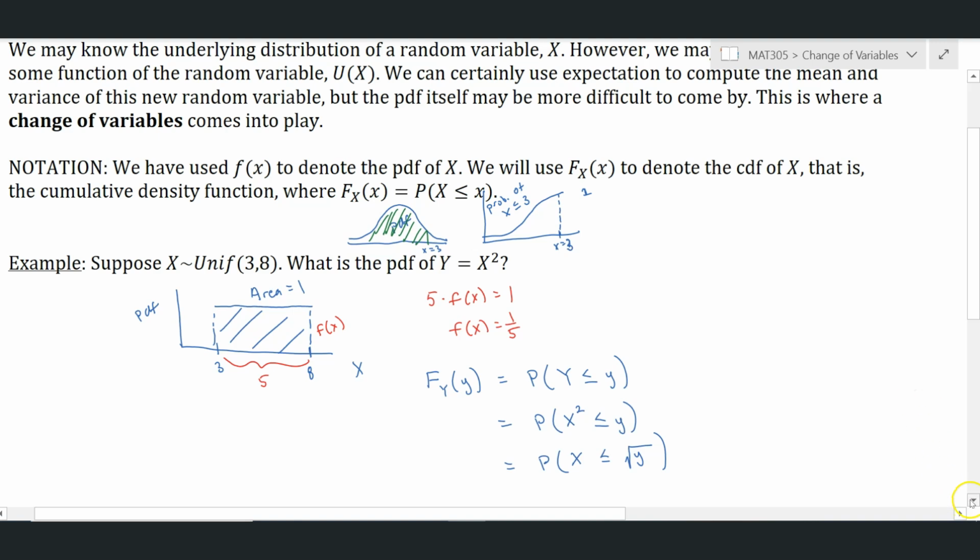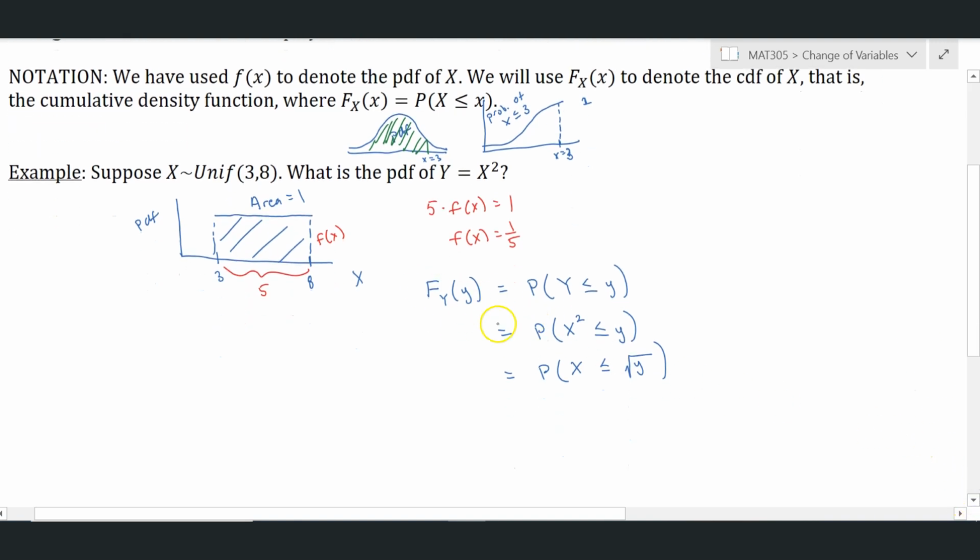Well, that has now set me up, and the reason we used the CDF was so that we could get a probability statement, and then we could formulate an integral based upon that. Well, by definition, that's going to be the integral of our PDF, which is 1/5.